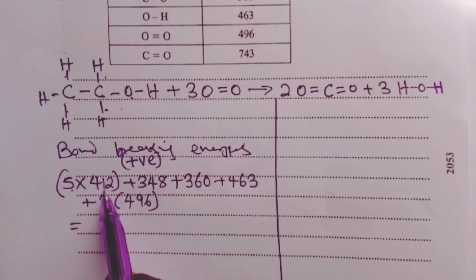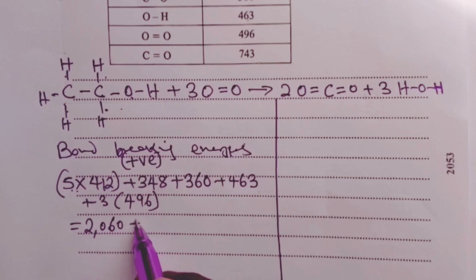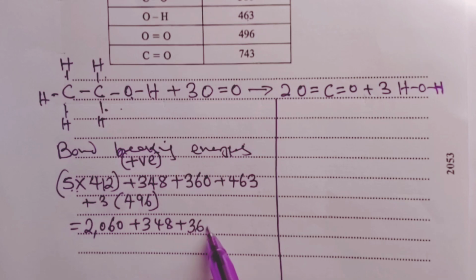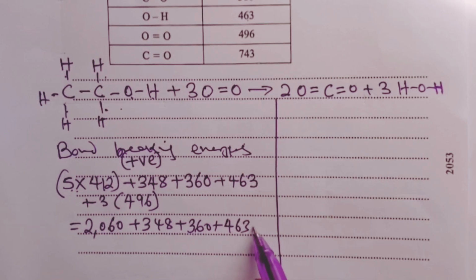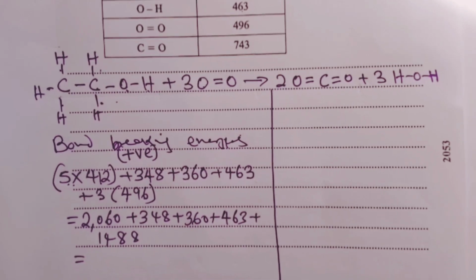5 by 412 is supposed to give me 2060. I'll add to 348. I'll add to 360. I'll add to 463. And I'll add that to 3 times 496 is supposed to give me 1488. So the total bond breaking energy comes to positive 4,719 kilojoules.